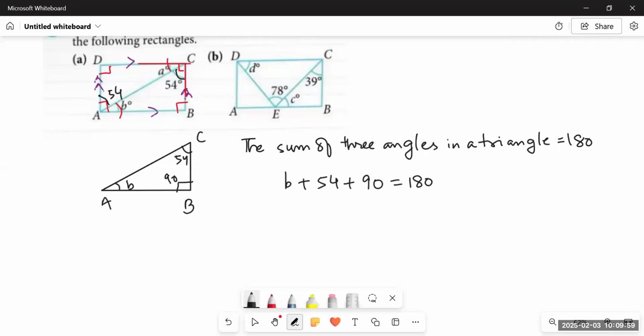So here we can make this equation: B plus 54 plus 90 is equal to 180 degrees. Earlier, we had complementary angles, so the sum of complementary angles is 90 degrees. But when we talk about a triangle, the sum of all the interior angles of a triangle equals 180 degrees. There is a difference. Complementary angles have a sum of 90 degrees, whereas the sum of the angles of a triangle equals 180 degrees. So this time the equation would be B plus 54 plus 90 is equal to 180.